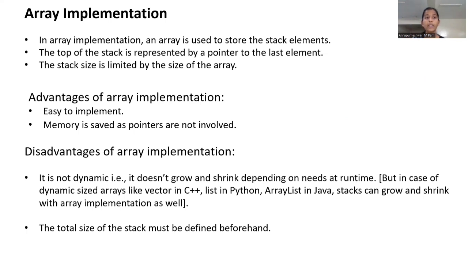Array implementation. In array implementation, an array is used to store the stack elements. The top of the stack is represented by a pointer to the last element. The stack size is limited by the size of the array. The advantages of array implementation are that it is easy to implement and memory is saved as pointers are not involved. And the disadvantage of this implementation is that it is not dynamic, that is, it does not grow and shrink depending on needs at runtime.